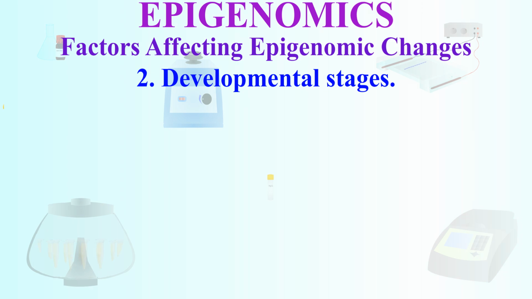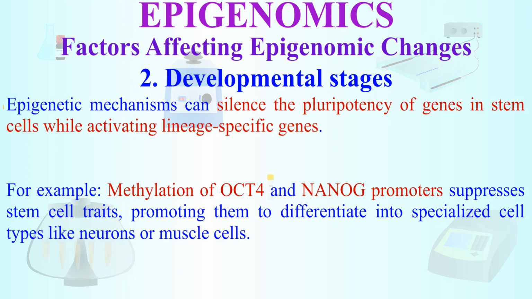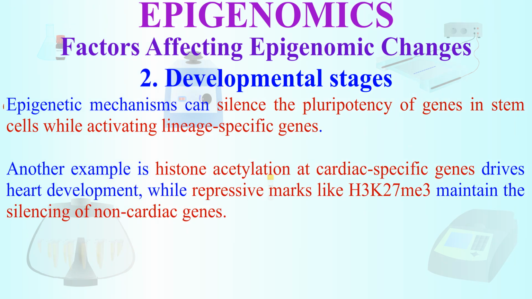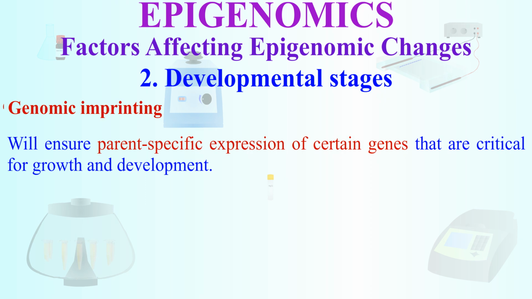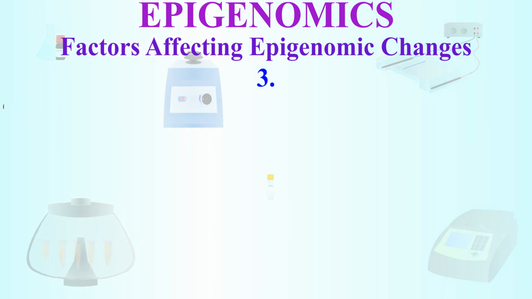2. Developmental stages. Epigenetic mechanisms can silence the pluripotency genes in stem cells while activating lineage-specific genes. Another example is histone acetylation at cardiac-specific genes drives heart development, while repressive marks like H3K27me3 maintain the silencing of non-cardiac genes. Another factor is genomic imprinting, which will ensure parent-specific expression of certain genes that are critical for growth and development.